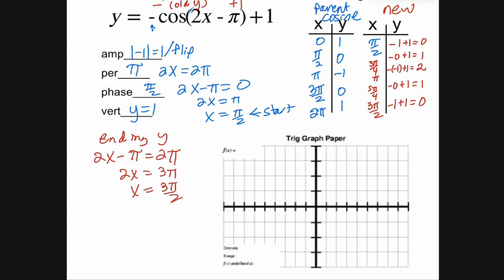The first thing we always put on a graph paper is the midline. So our midline is y equals 1. Let's just call this 1.